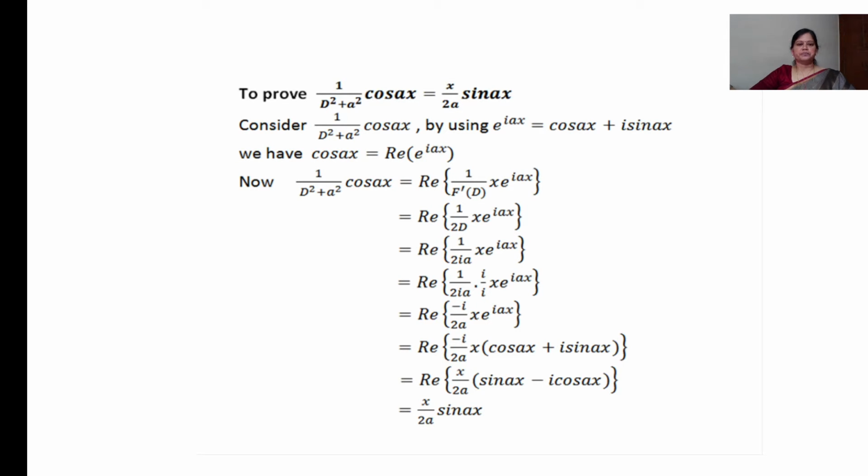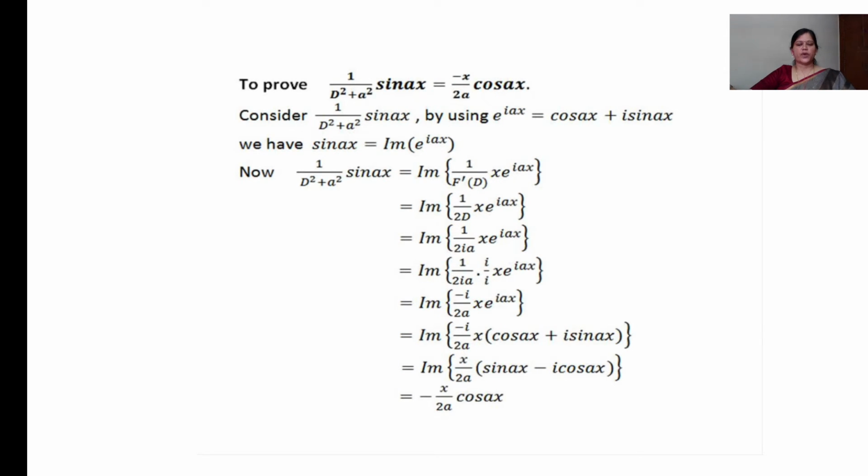Similarly, we are proving the next one, that is 1 over d square plus a square into sin ax is equal to minus x by 2a into cos ax. See here the same Euler's form of complex number we are using. So the real part is how we are taking cos ax, like that. Here sin ax is the imaginary part of e to the power iax. That's why we are taking like this.